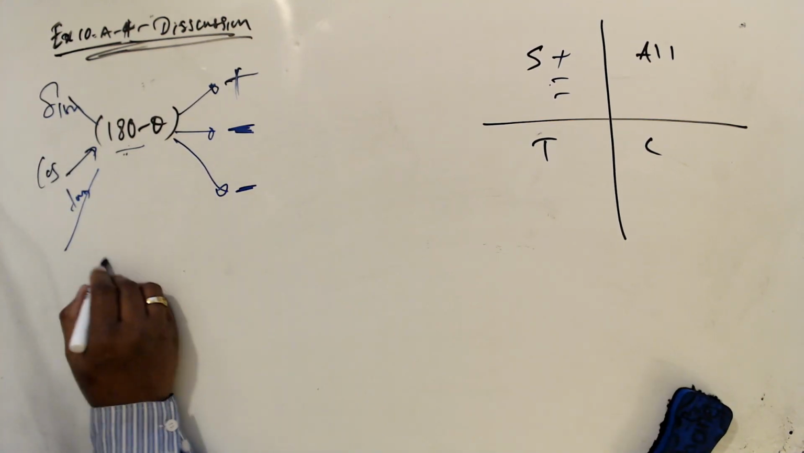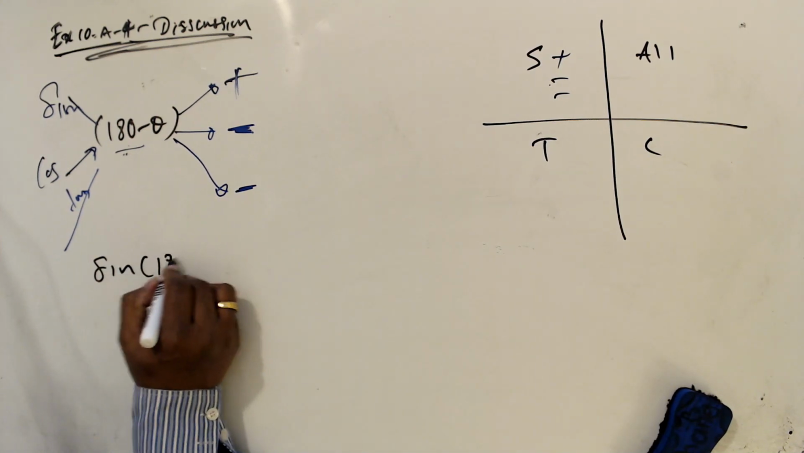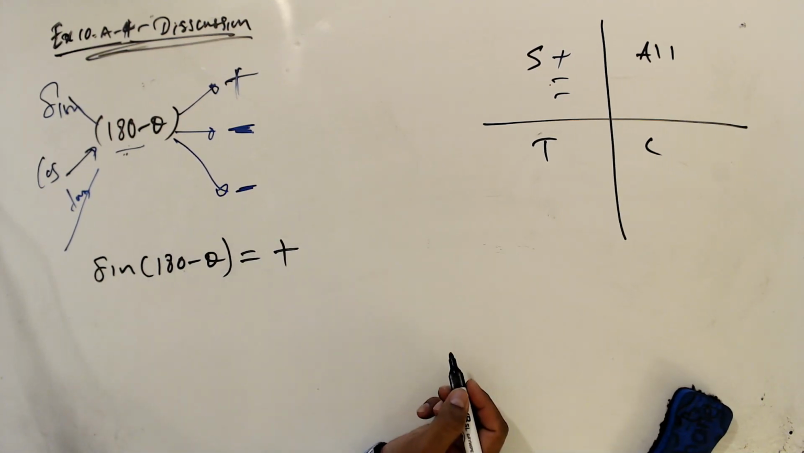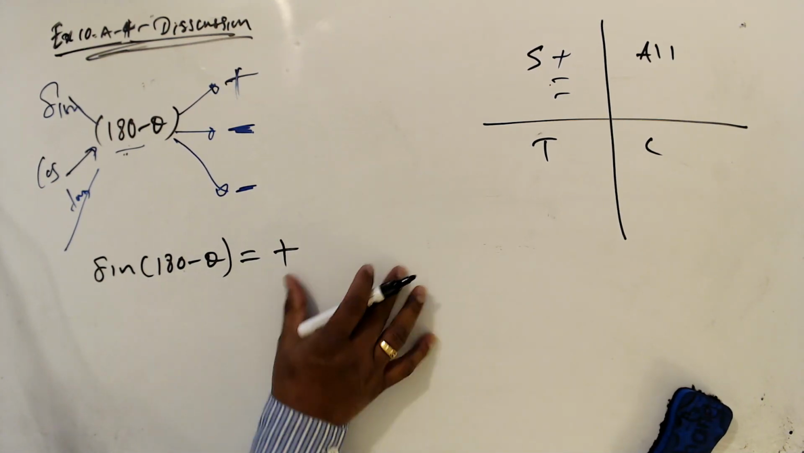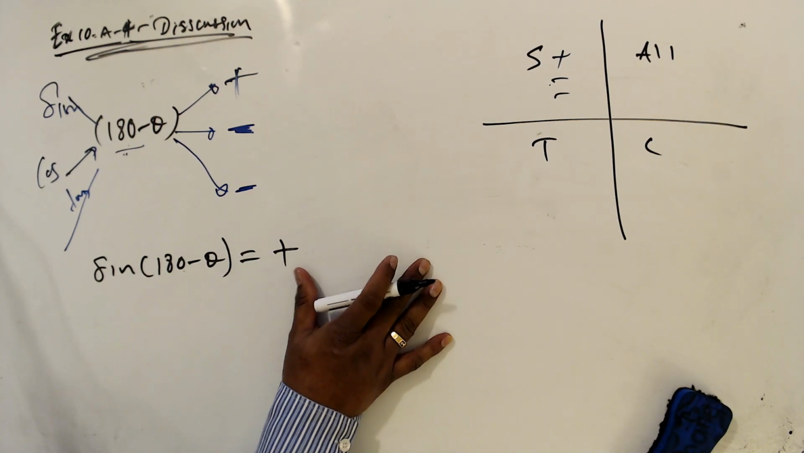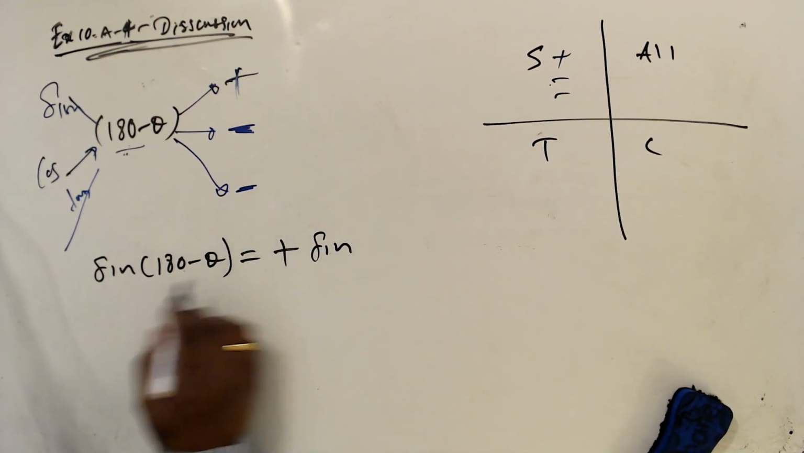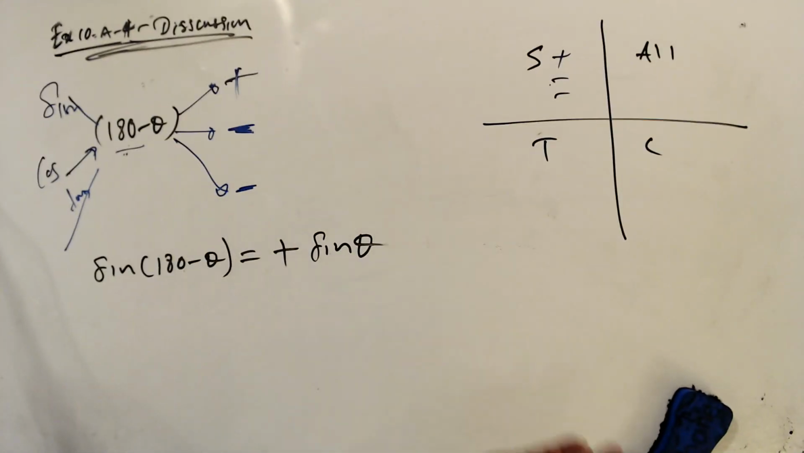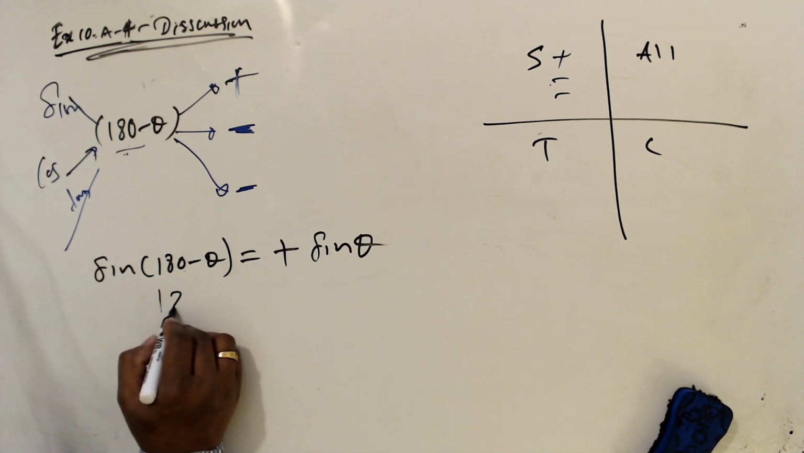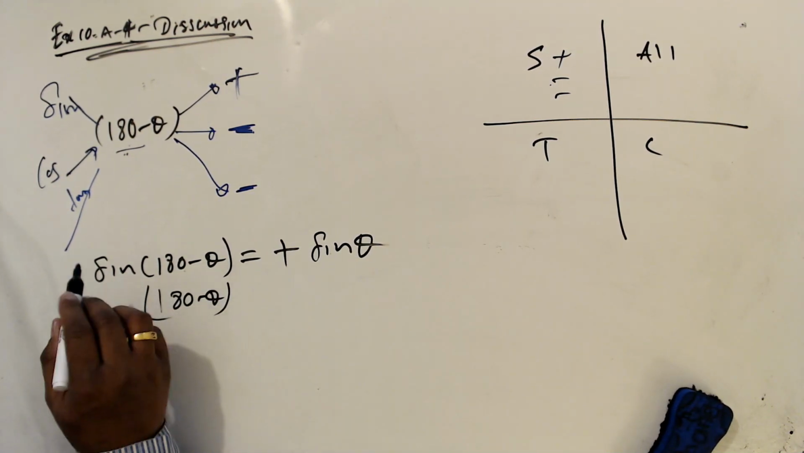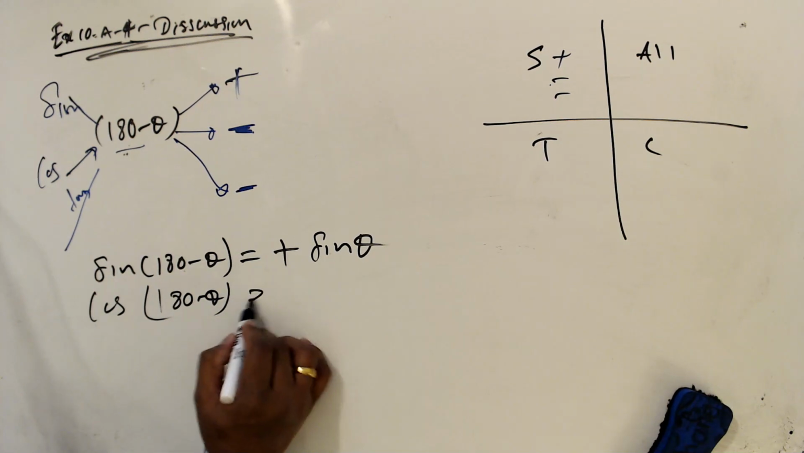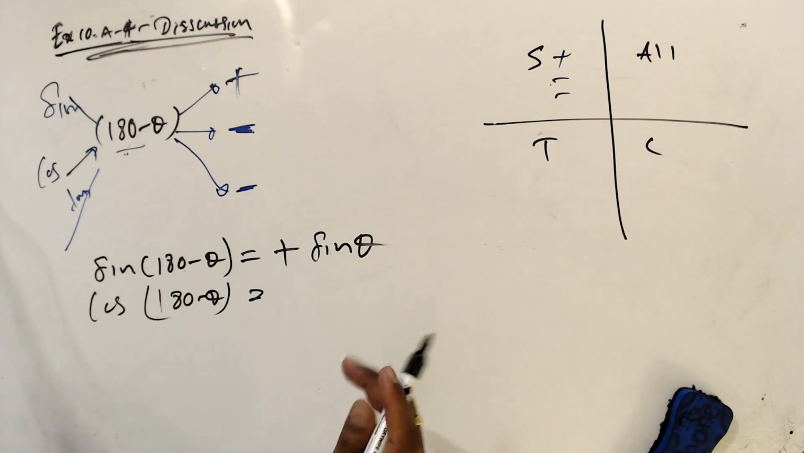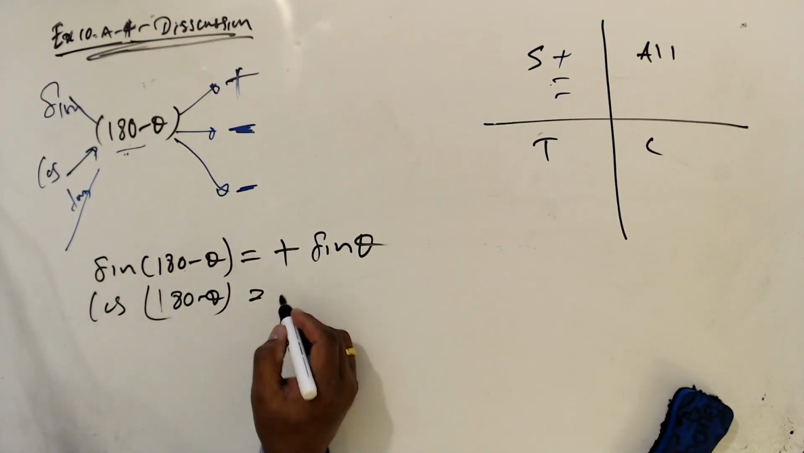If I write properly, sine 180 minus theta, the symbol is positive. Then what is this sign? Then write again sine, don't change the ratio, with this acute angle, that's it. Now 180 minus theta with cos ratio. We know that 180 minus theta is in the second quadrant, cos is negative. So then we put negative.